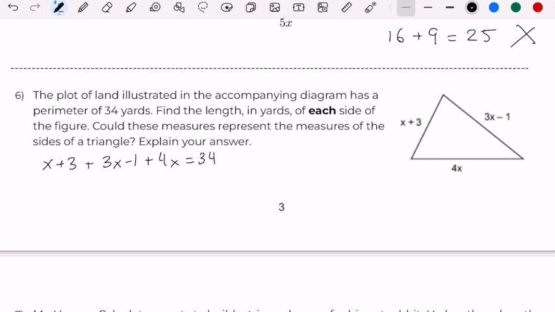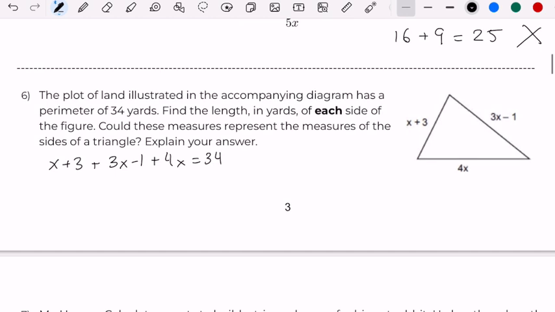And this is a very easy equation to solve. We just need to collect like terms. That would give us 8x. Would you agree? And then plus 2 equals 34. I subtract the 2, so 8x equals 32, so x equals 4.